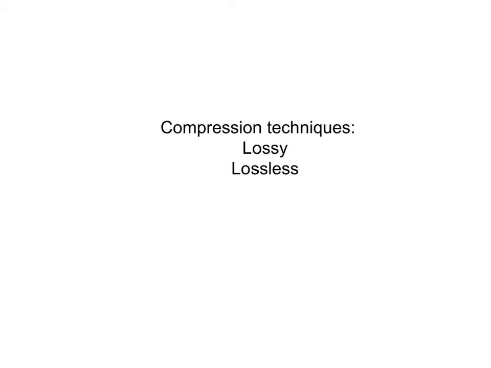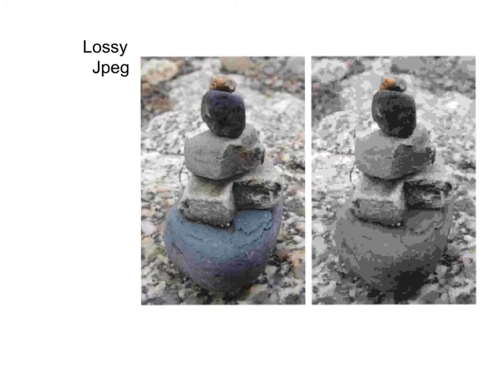In this video we're going to talk about compression techniques, specifically the two types of compression techniques, which is lossy compression and lossless compression. Lossy compression is compression where you lose some of the original data in the file. So JPEG is an example of lossy compression.